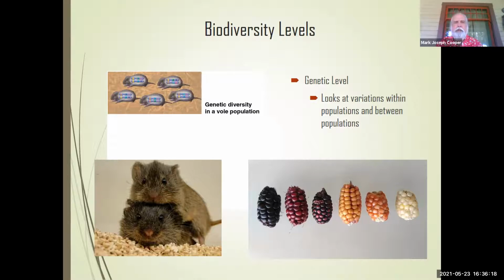And so on the bottom here, you can see two voles, and they're slightly different in color. One's a little bit darker. So that would be that variation in a vole population. But also, if you look to the right, there is some corn, and that corn is all actually the same species with some genetic diversity in how it looks. So again, this may be a level that we are interested in, and you may want to try to preserve.